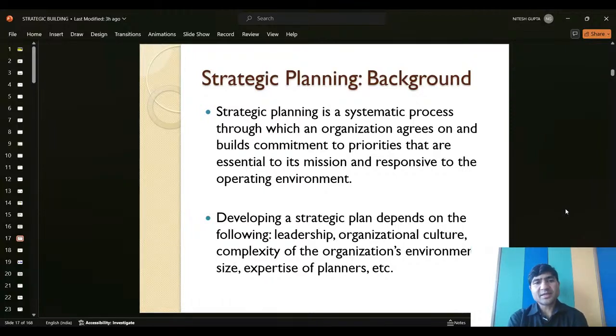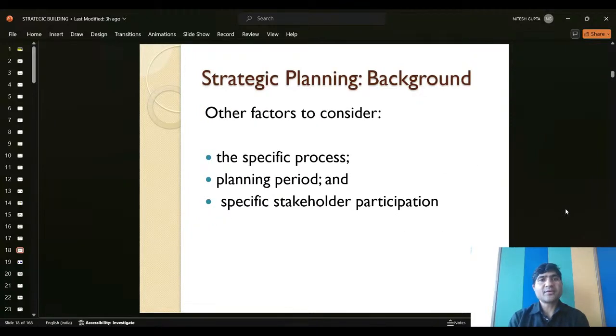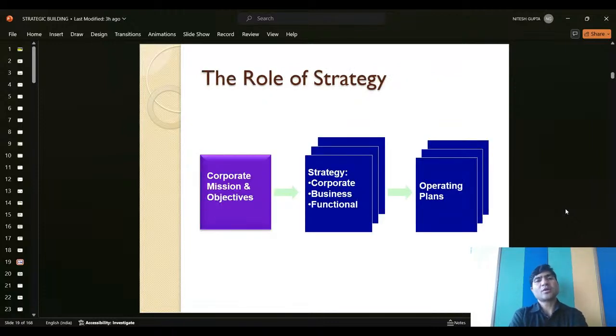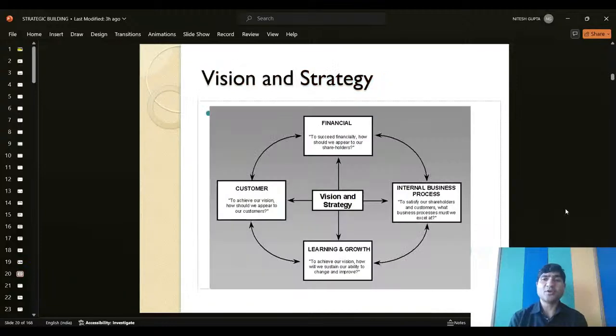Okay, now strategic planning. Other factors to consider in strategic planning are: you will have to be very specific in your process. You will have to have a planning period and specific stakeholder participation. The role of strategy is the corporate focus on corporate mission and objectives. When you focus on strategy, it is for the corporate, it is for the business, it is for the function. And then you have the operating plans.